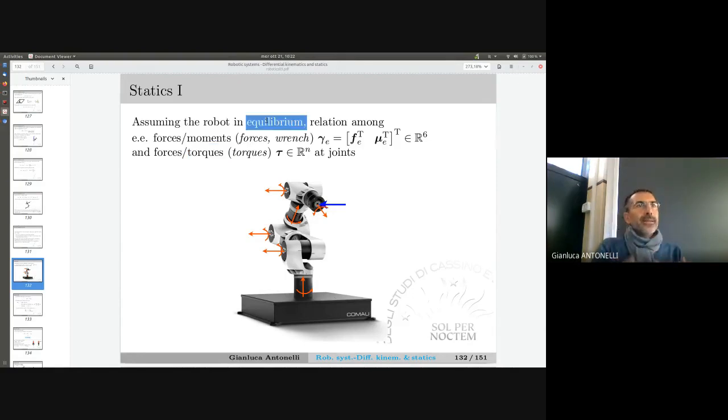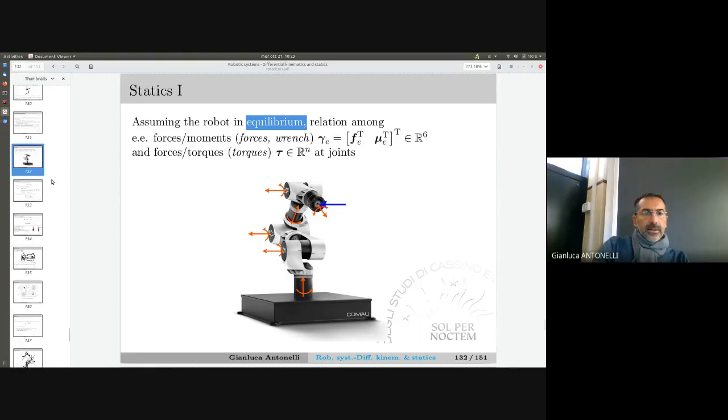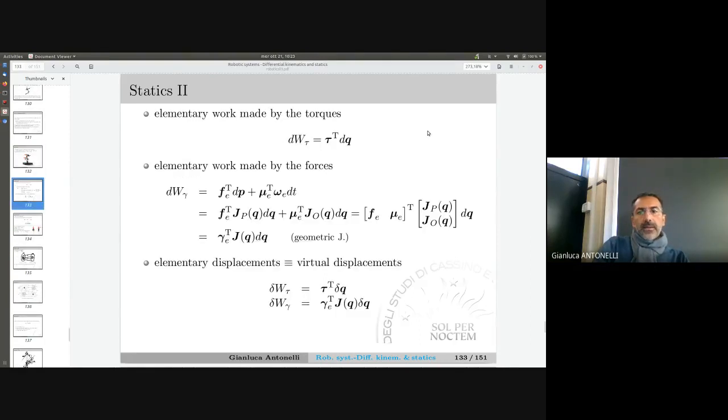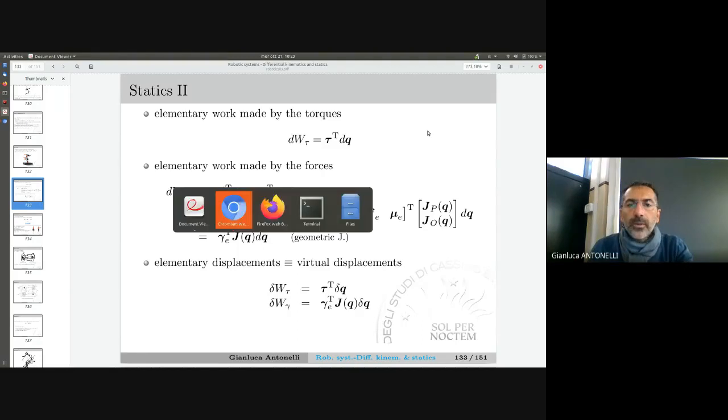The statics is related to equilibrium. Then we will study dynamics in a few lectures starting from now, but statics is related to equilibrium. So let us find the relationship with a very brief result related to the elementary work concept.